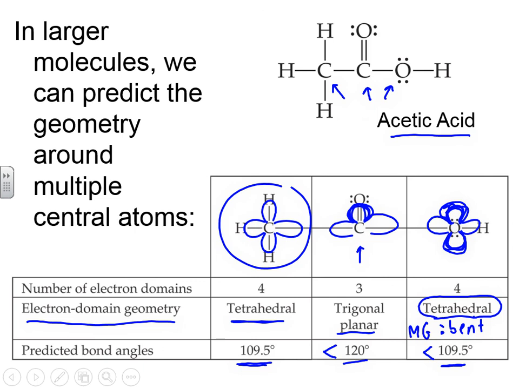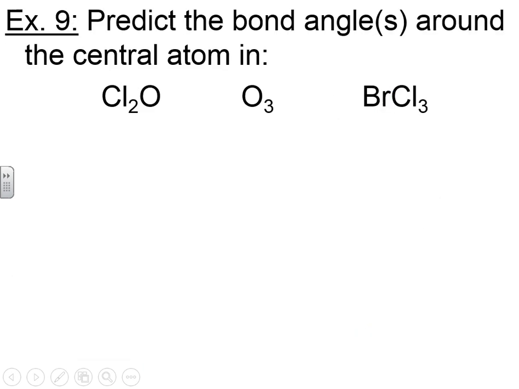So we're going to do just that with some examples, and then we'll go on to the second concept. So here it says, predict the bond angles around the central atom in these 3 molecules. So let's go and do the first one. I'll quickly draw the Lewis structure, and you can pause and check to make sure that is done correctly.